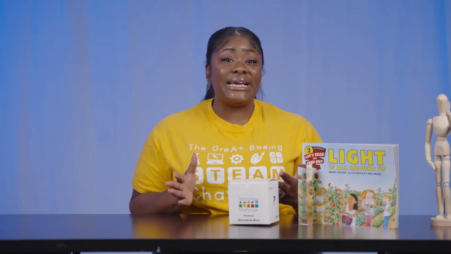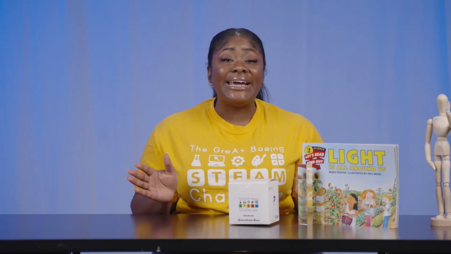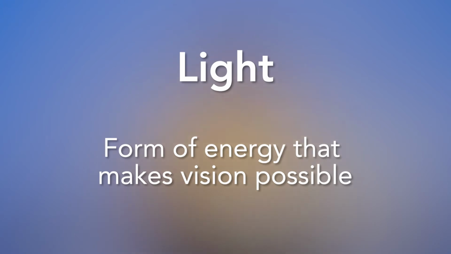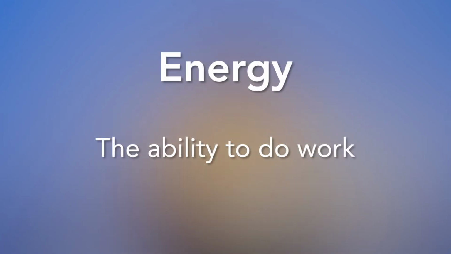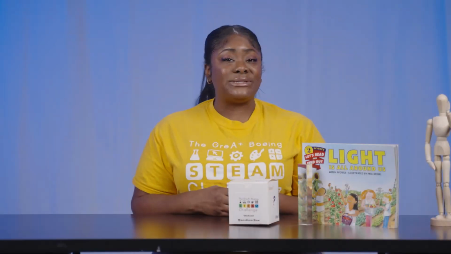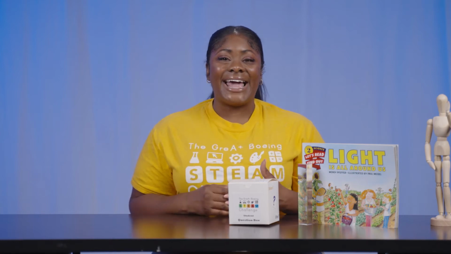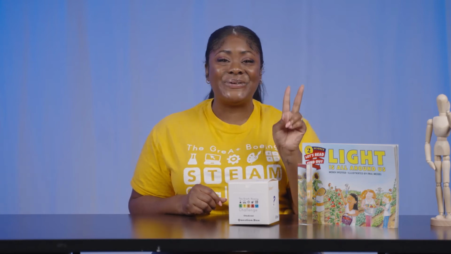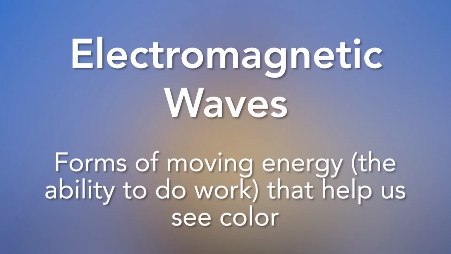Let's explore. Light: not only does it help us see in the dark, it helps us see color, and it creates shadows. Light is a form of energy that makes vision possible. Energy is the ability to do work. We are able to see light by invisible waves called electromagnetic waves. Let's say electromagnetic waves together on a count of 3. 1, 2, 3. Electromagnetic waves. Wonderful. Electromagnetic waves are forms of moving energy, which is the ability to do work, that helps us see color.